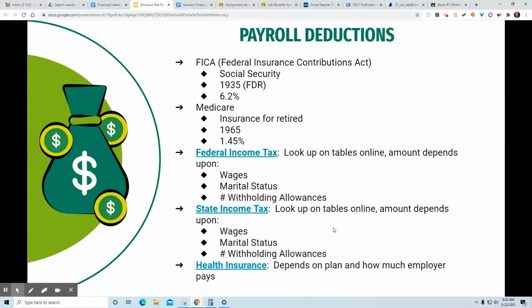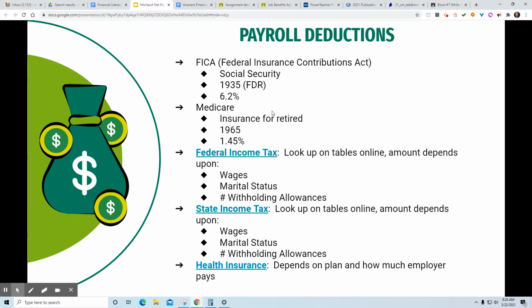So here is some information on payroll deductions. FICA stands for Federal Insurance Contributions Act. It is another name for Social Security. It was enacted in 1935 by FDR, and the percentage is 6.2%. Medicare is insurance for the retired, enacted in 1965. The percentage withdrawn for this is 1.45.